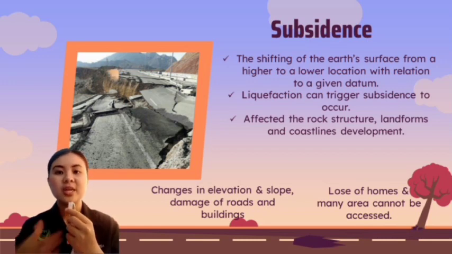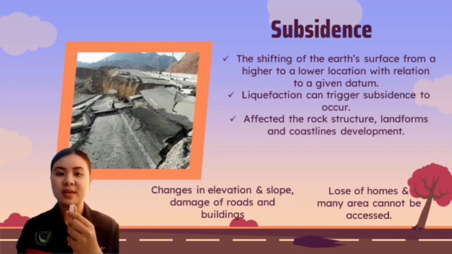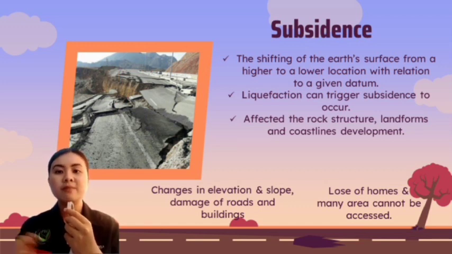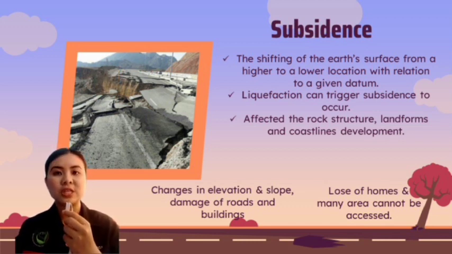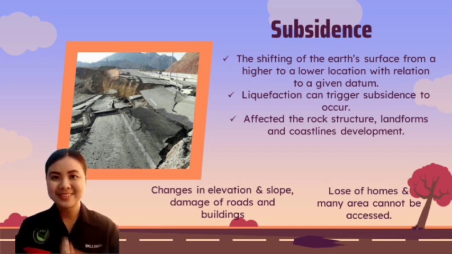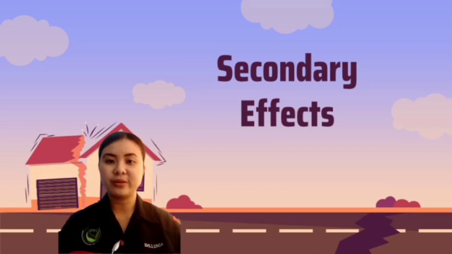According to observation, liquefaction of sand can also trigger subsidence and cause serious problems. The impacts of subsidence triggered by earthquakes affect the rock structure, landforms, and coastline development in tectonically active areas, hence altering the configuration of the coast. It may lead to changes in elevation and slope, and damage to roads and buildings. Let's move to the secondary impacts of earthquakes.